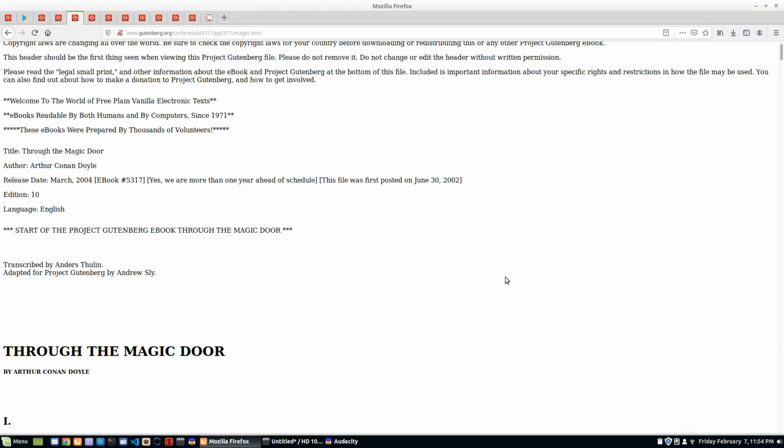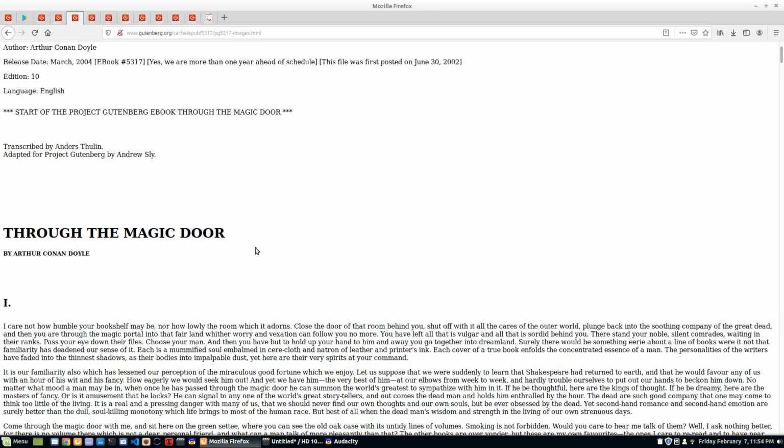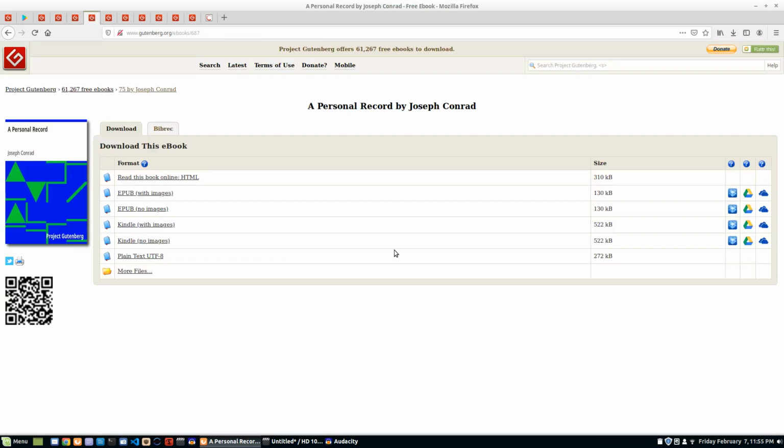So yeah, that's a really obscure memoir that I think deserves more attention. Speaking of memoirs, some other memoirs that I enjoyed from Project Gutenberg were three by Joseph Conrad, the author of Heart of Darkness, Nostromo, and Lord Jim.